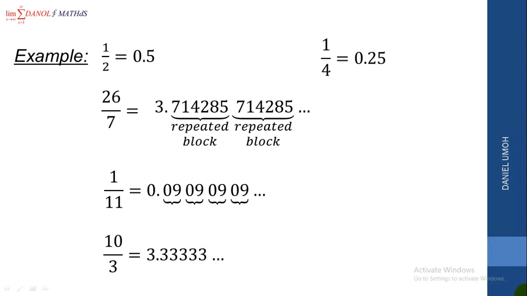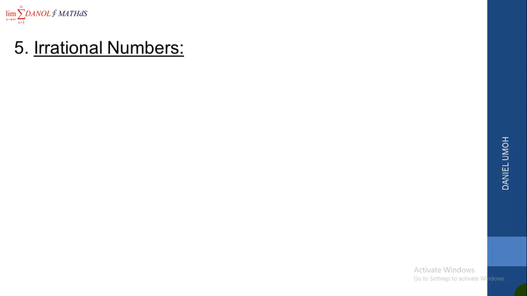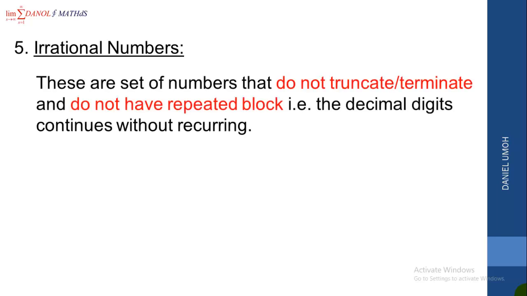Now let's look at the next type of numbers we have in mathematics, which is known as the set of irrational numbers. From the word irrational, it means something that doesn't make sense. So irrational numbers are numbers that do not truncate or terminate, and they do not have a repeated block. It means that the decimal digits continue without recurring. So it doesn't have any repeated block. These are irrational numbers. I want you to take note of this so that when I define surds, you'll be able to appreciate it.